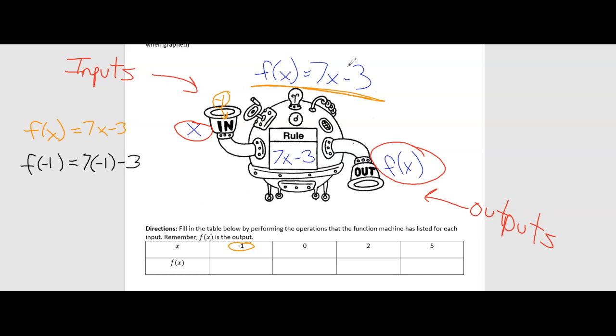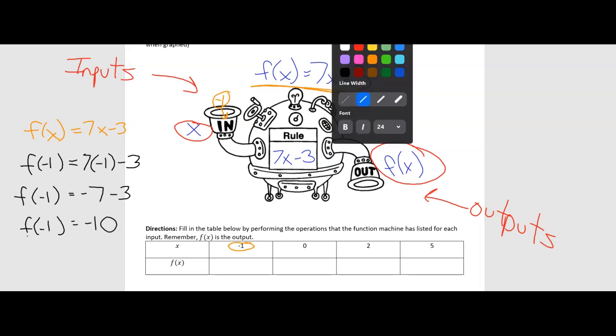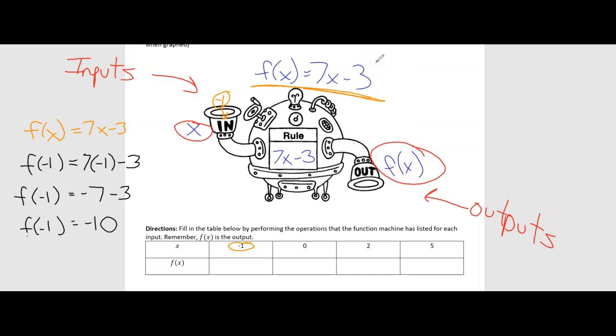So the first thing we're going to do, and again, we just follow order of operations, we are going to multiply the -1 by 7 to get -7. Then we're going to combine our like terms, -7 minus 3, and that's going to give us -10. So if we input -1 into our function, what pops out is a -10.